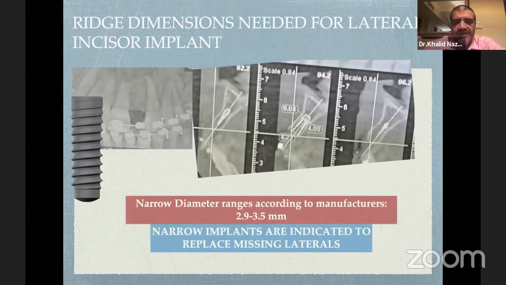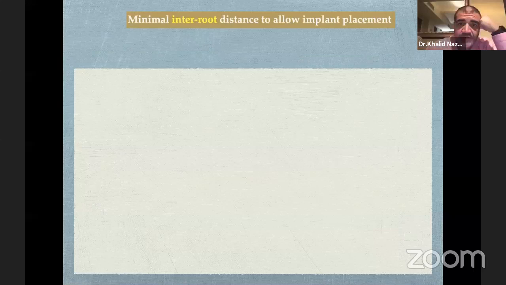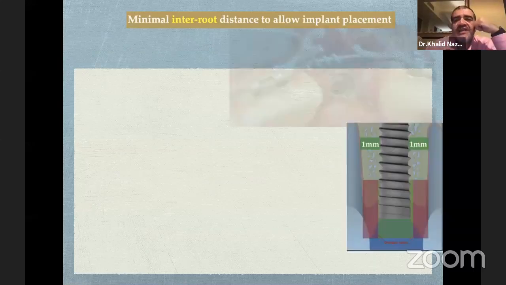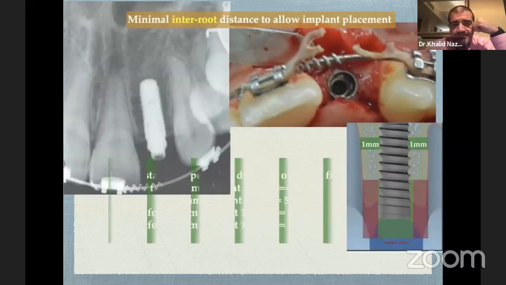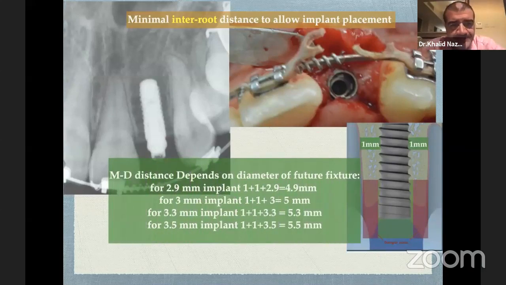Now, you need to know that the narrowest available implant diameters range between 2.9 to 3.5 millimeter, depending on the company of the implant and the manufacturer. So it's very important for orthodontists to know which implant their periodontist or surgical colleague is using and what is the narrowest implant they can place. And based on this, they can do the calculation of how much space they need to create between the roots. So let me give you this table here and explain to you my point.